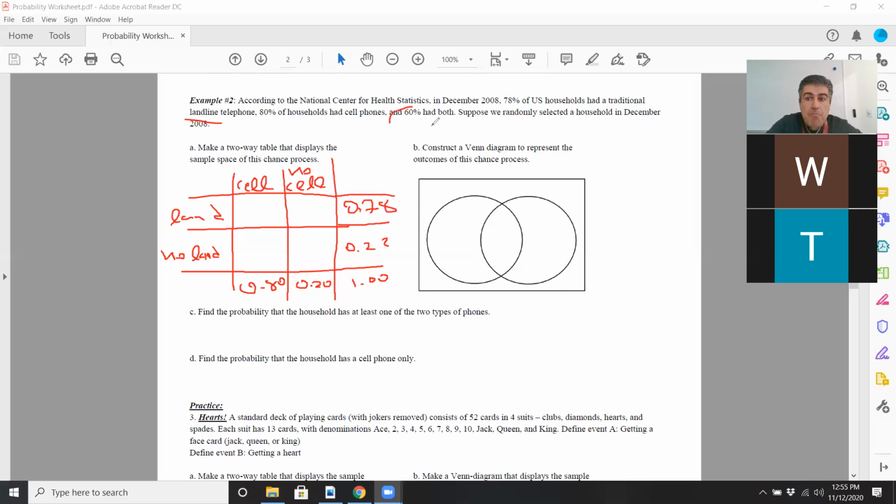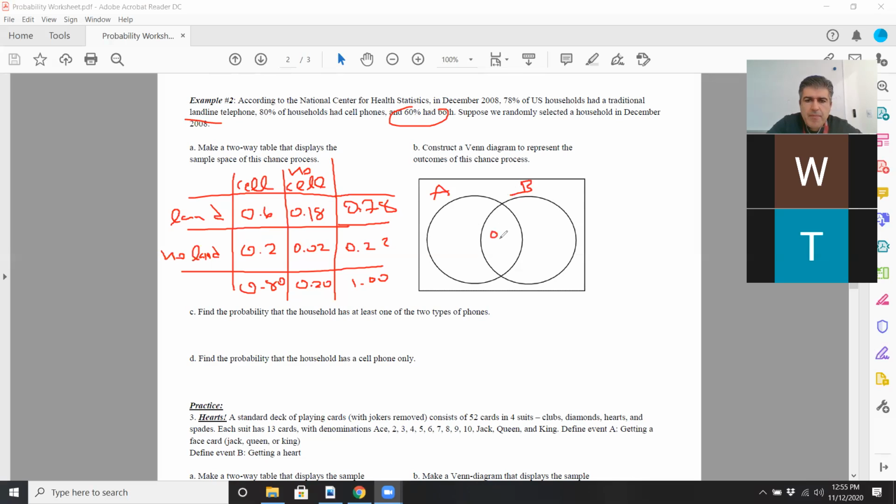Now, 6% had both, so that'd be 0.6 right here. Therefore, this would be 0.2. That's 0.2, that's 0.02 right here. If that's 0.6, that's 0.18. So you always kind of start with the middle part and then figure out what the rest would be. So that's how you would fill it out. And then you can also do a Venn diagram if you so desire.